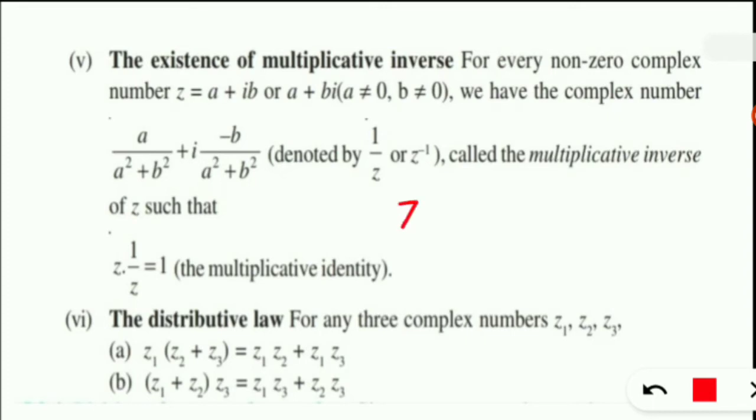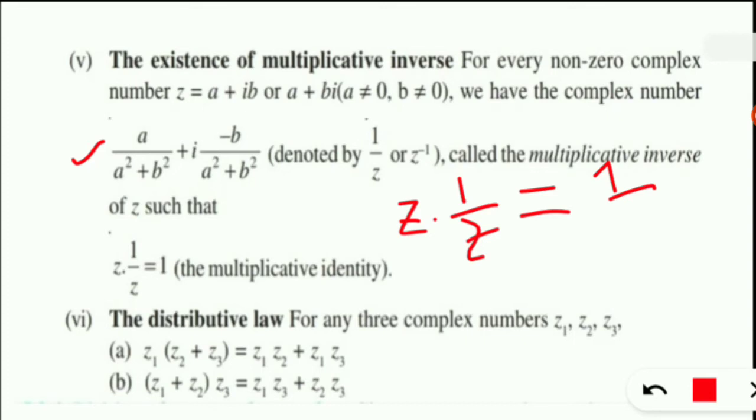So here the given number is z. If we multiply by 1 by z, then the multiplicative identity, that means 1, comes up. So 1 by z is the multiplicative inverse of z. If we simplify 1 by z, then we get 1 by z equals a by (a square plus b square) plus i into minus b by (a square plus b square). Clear?